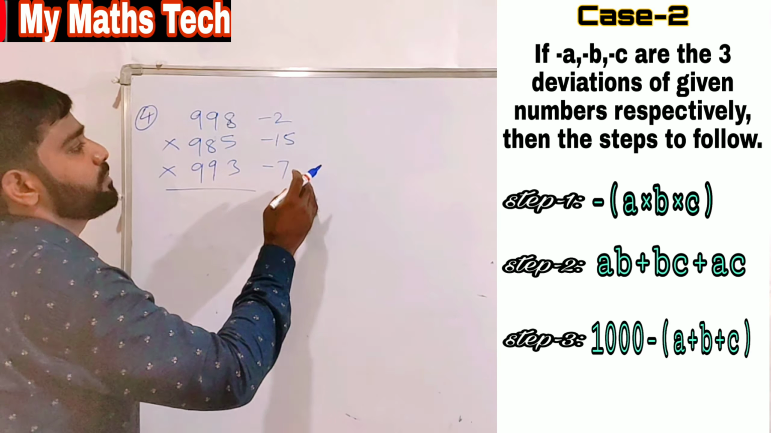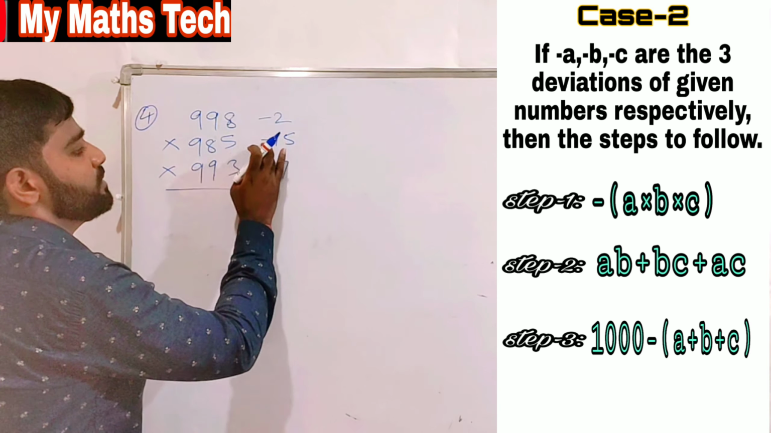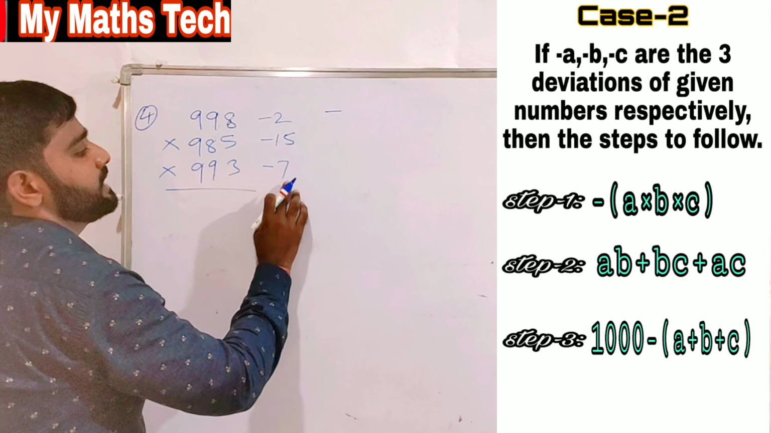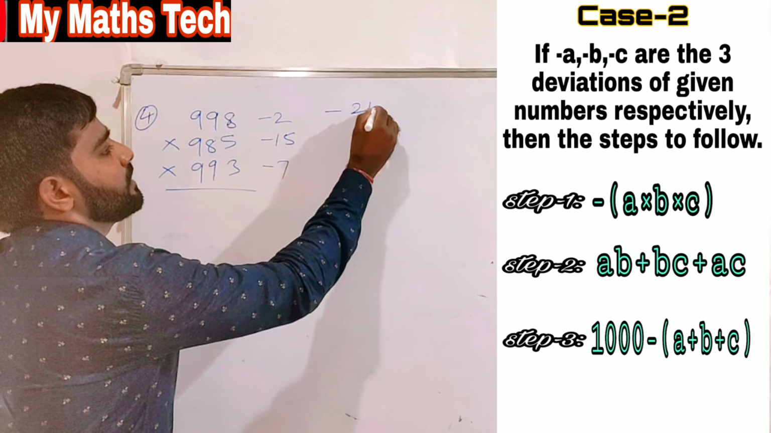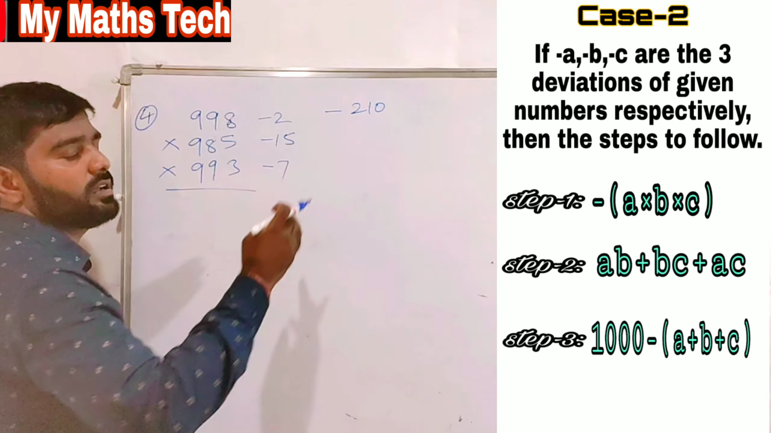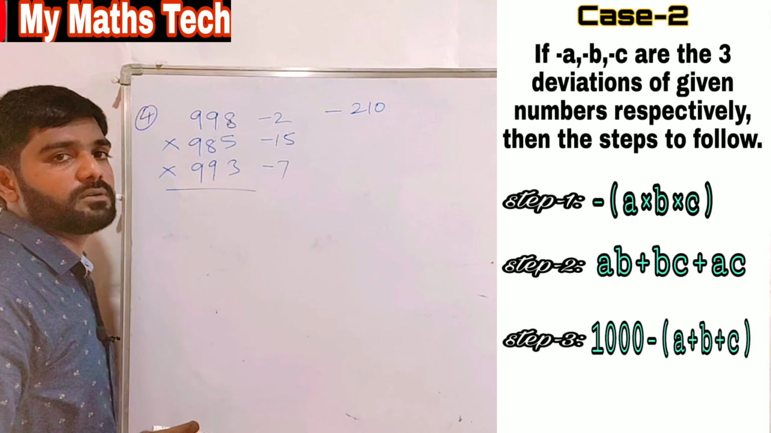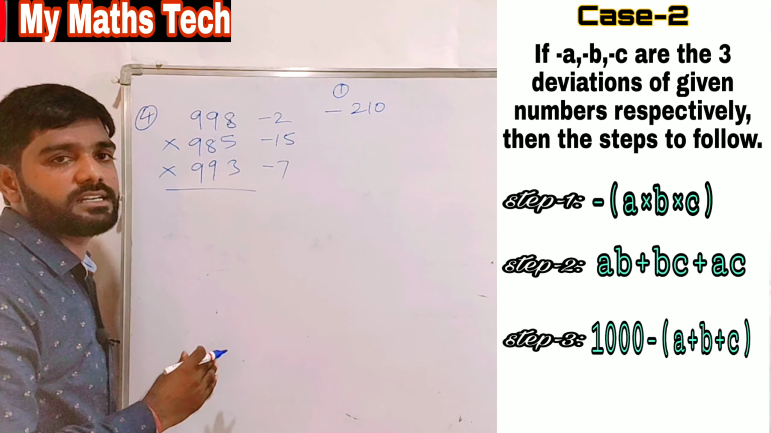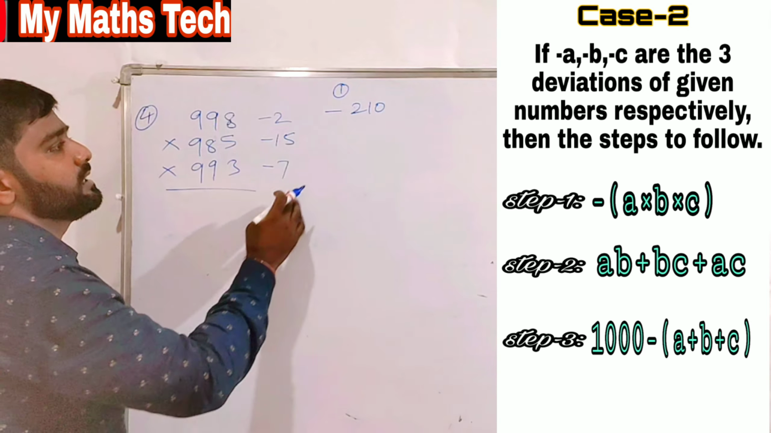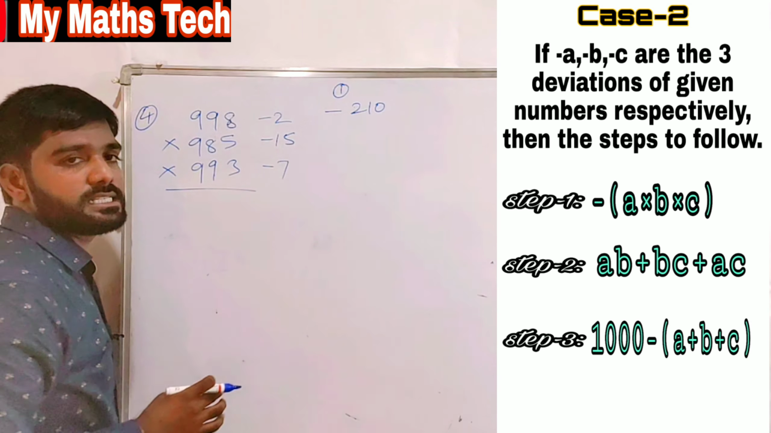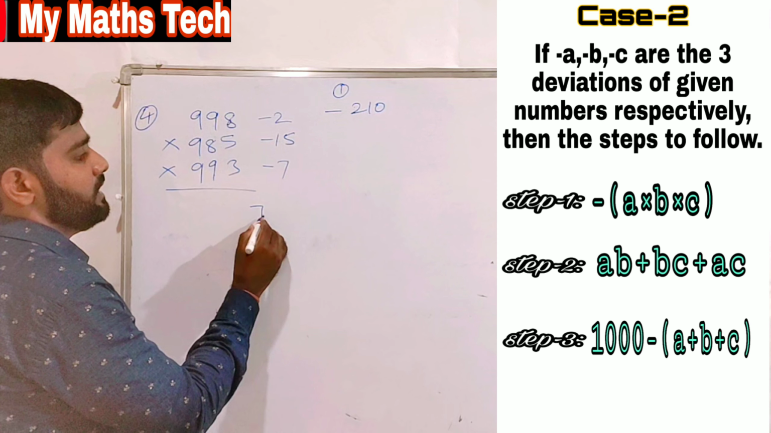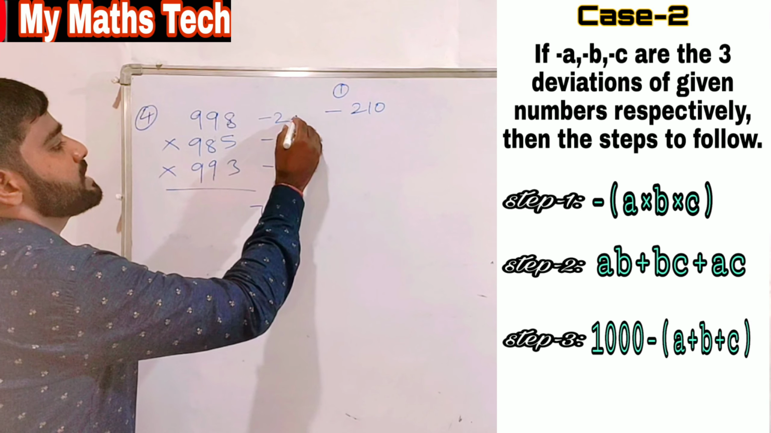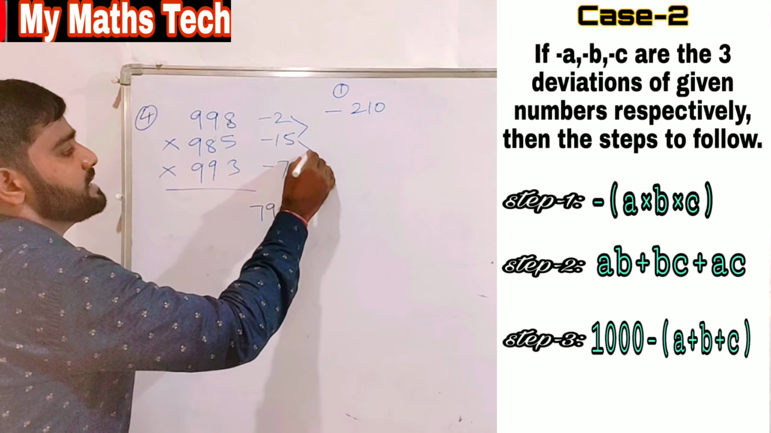First step, the product of three deviations. Minus into minus into minus is minus. 2 15s are 30, 30 7s are 210. So this is the negative number. We have to subtract it from the next value. For that we have to take one borrow from the next digit. That value becomes 1000. 1000 minus 210 is equal to 790.